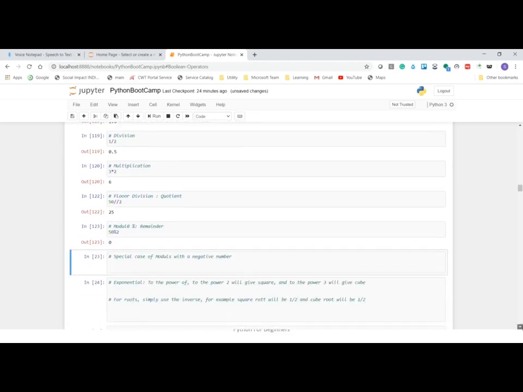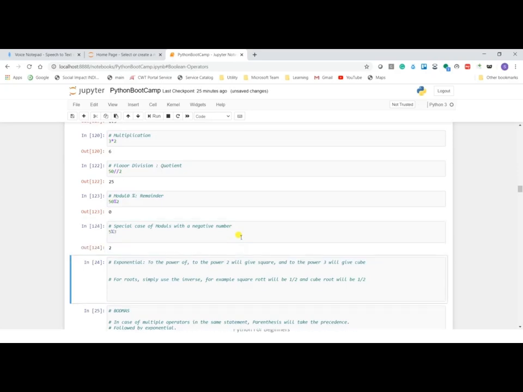Now there is a special case. If you are using a modulus on a negative number, let's understand this with an example. Suppose you give 5 mod 3, then we know that the remainder would be 2. But say if rather than 5 it would be minus 5, then what do you think the output would be? 1. Isn't it strange? Let's see why so.